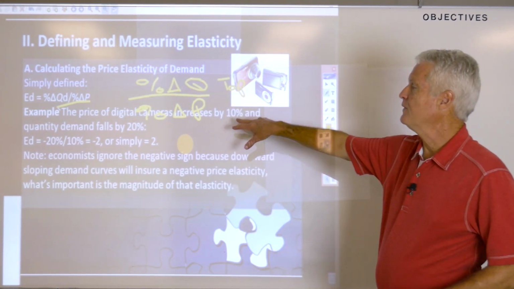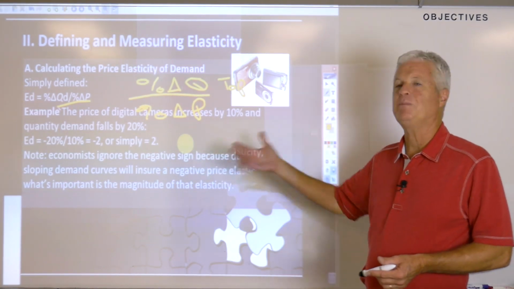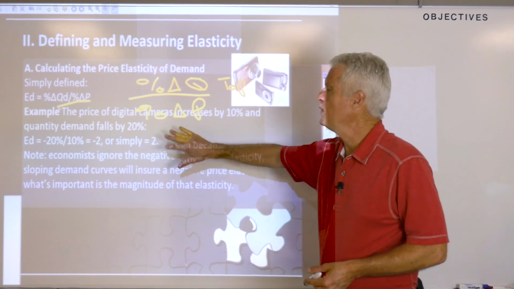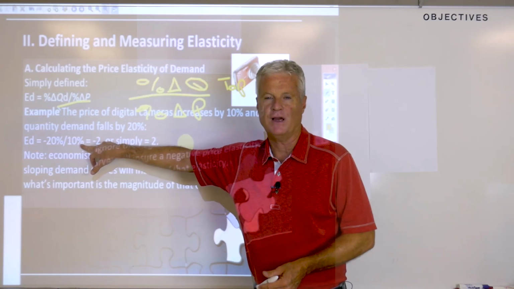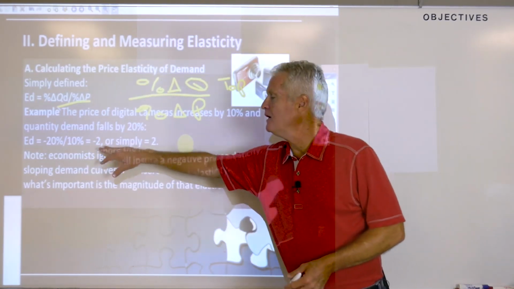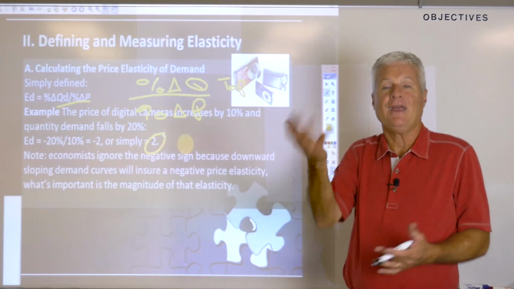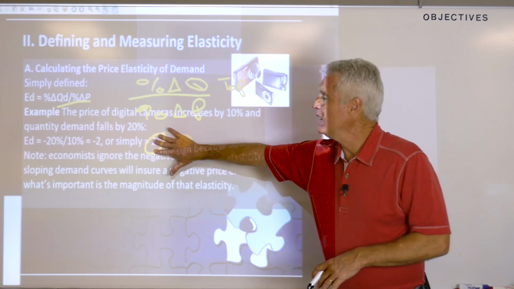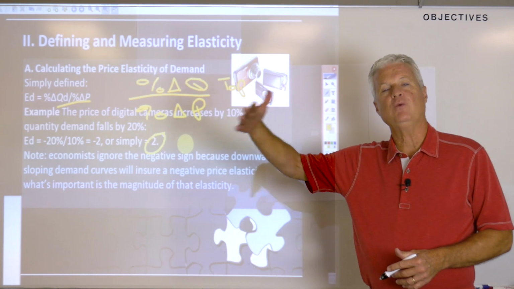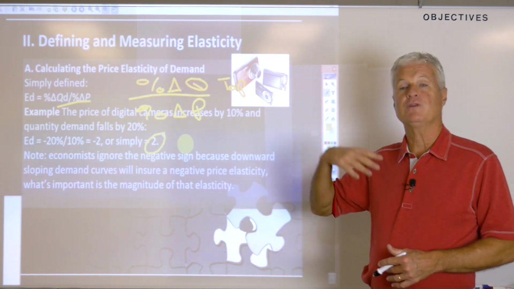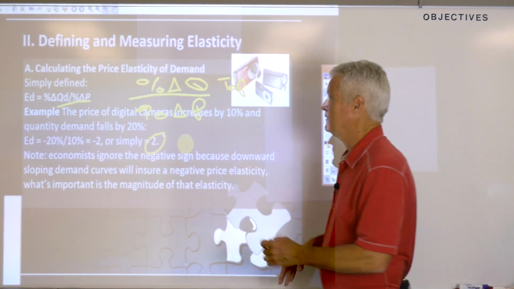Here we go. The price of digital cameras increases by 10%. The quantity demanded falls by 20%. So the percent change in quantity, 20%, divided by the percent change in price, 10%, gives us -2, or we actually just call it 2, because since it's always going to go down, it has to be negative. Economists ignore the sign. Now, anything greater than 1 is elastic. In other words, consumers respond more significantly when you increase the price.